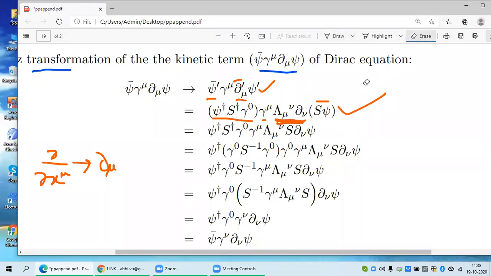So be very careful to learn how del mu objects transform under Lorentz transformation. How this operator transforms under Lorentz transformation, you can calculate it. I have taught it from Lorentz transformation. Okay, so this is this case. I am sorry because I have to show you a lot of calculations, but I can't help it. Quantum field theory is like this.